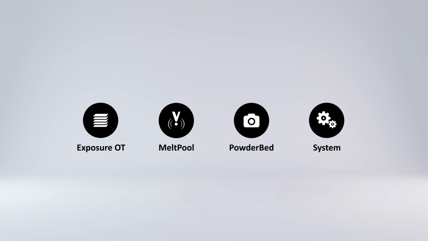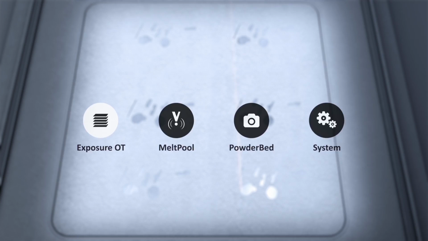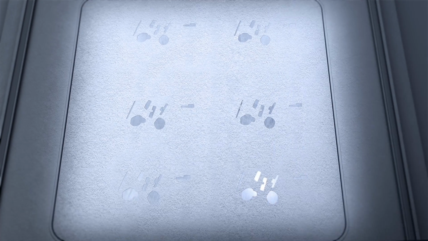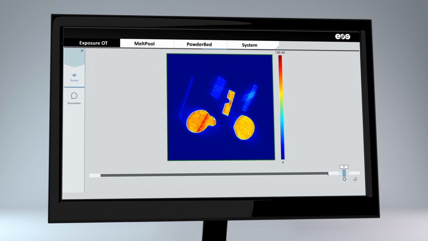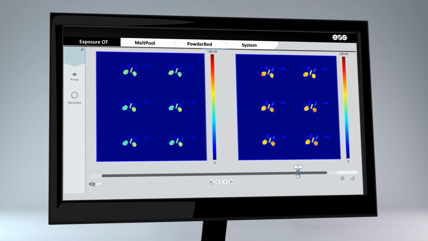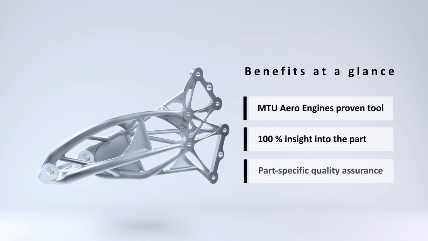Developed with MTU Aero Engines, EOSTATE Exposure OT captures the entire building platform with optical tomography and provides a holistic view on the melting behavior of the material. This tool is optimized for quality assurance and helps to lower the costs for CT scans after the build process.